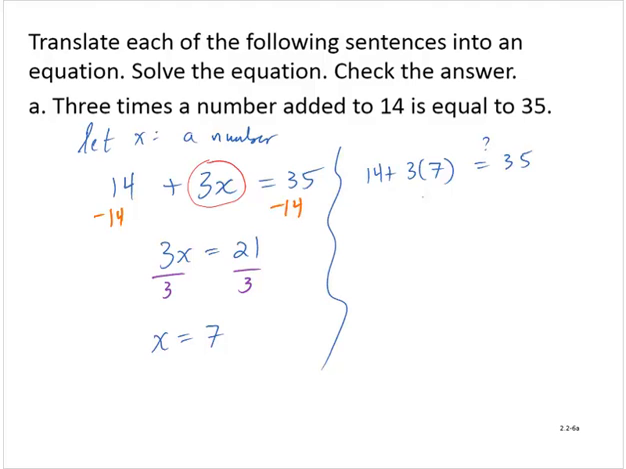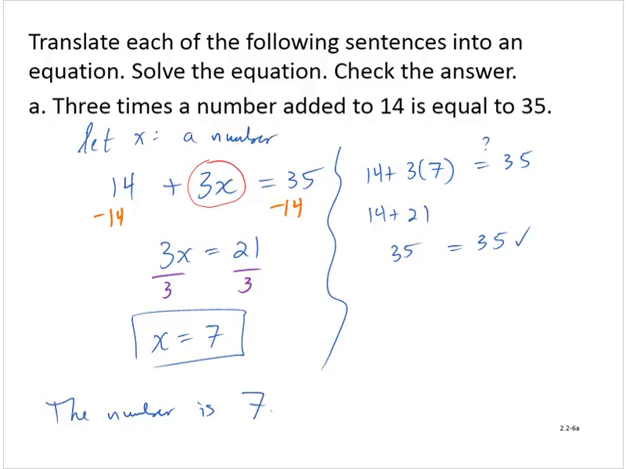Well, following the order of operations, that would be 14 plus 21, and 14 plus 21 is 35, which is equal to 35. So that checks out, and so we can be confident in our solution of the equation, and so we would say the number is 7.